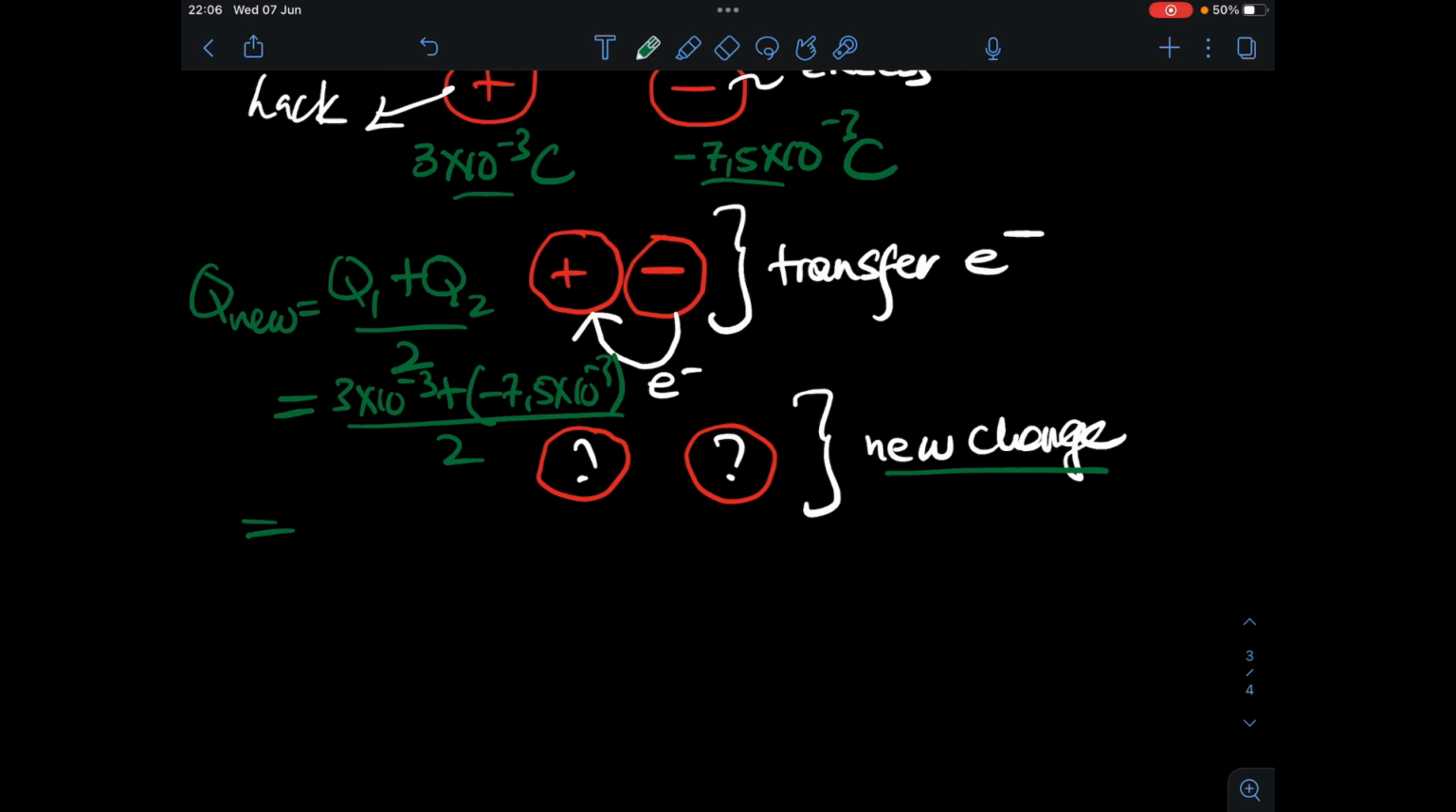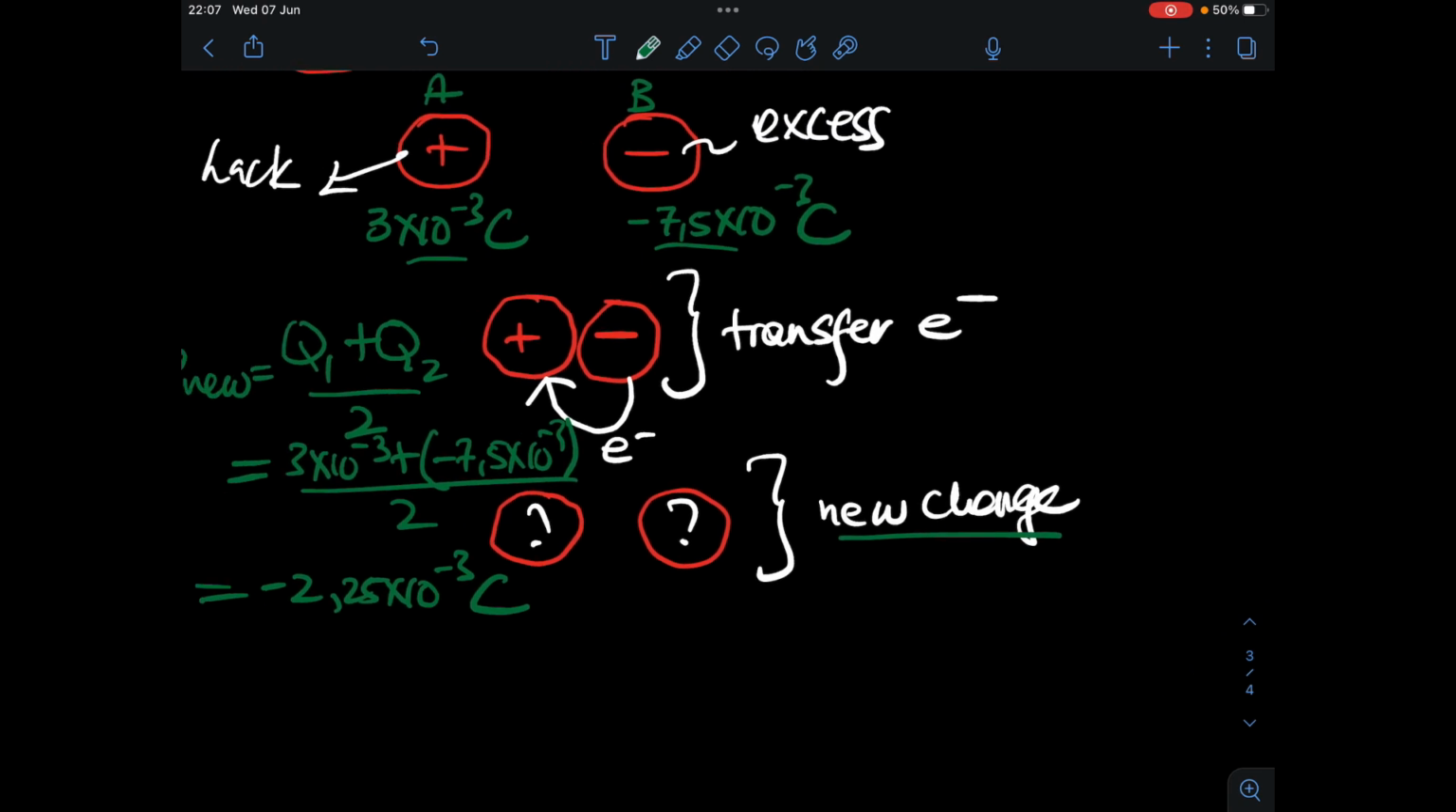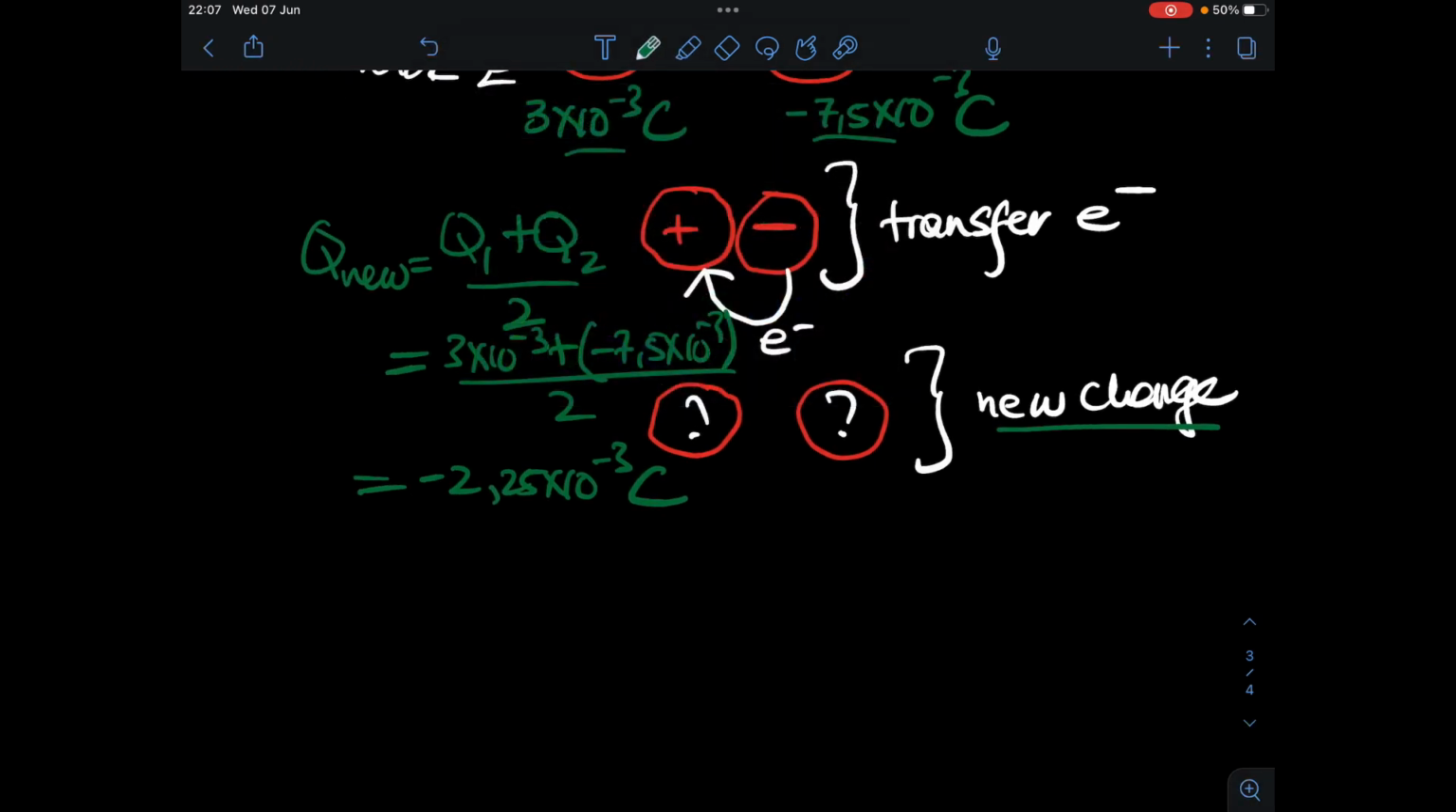So I'll say 3 times 10 to the power negative 3 minus 7.5 times 10 to the power negative 3, all divided by 2. The answer is going to be negative 2.25 times 10 to the power negative 3 coulombs. So the charges now are going to be negative. This is going to be negatively charged, and this is going to be negatively charged. And the magnitude is going to be this: negative 2.25 times 10 to the power negative 3 coulombs. These are the new charges.